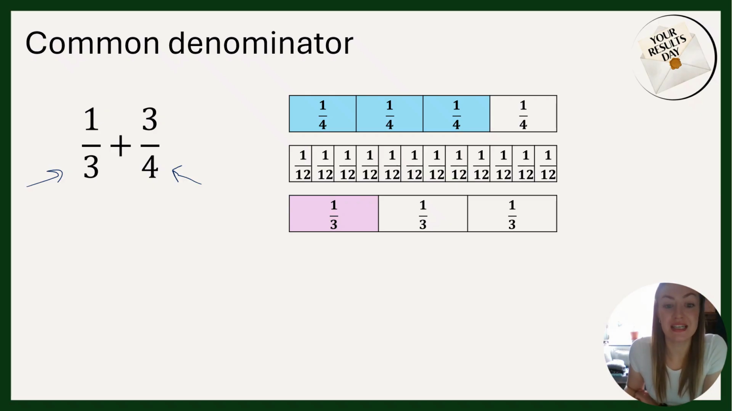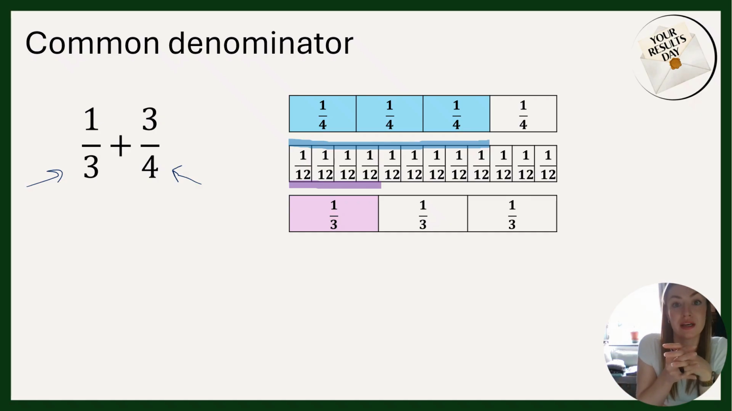But what I want you to see from this visual is if I find a common denominator, so in this case we'd be looking at twelfths, we can express our quarters as twelfths because 3/4 is the same as 9/12. And we can also express our third in twelfths because 1/3 is the same as 4/12. So we can create 2 equivalent fractions with the same denominator and then we'll be able to combine them together.